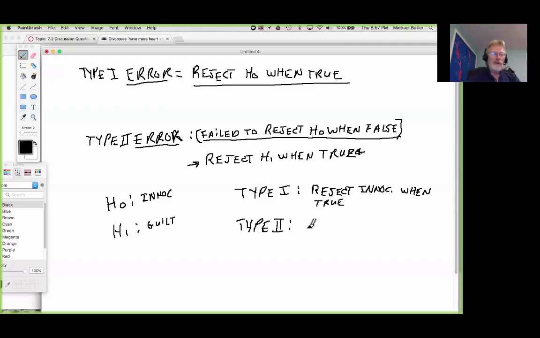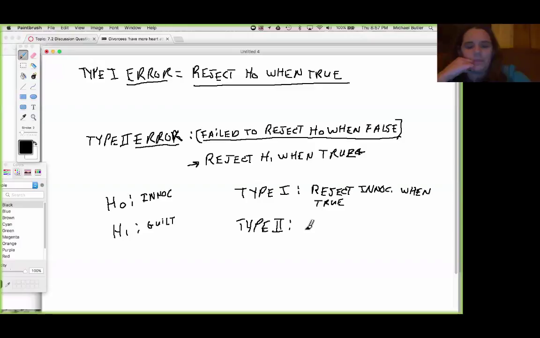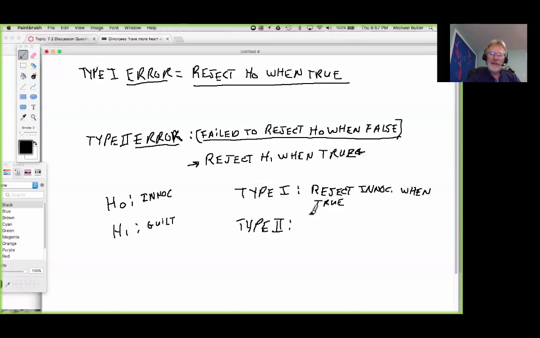Let's think about it this way first on type 2. Who won the case in terms of type 2? The guilty party. Well, you get a little ahead here, but H0 won the case, didn't they? Right? We failed to reject, didn't we? In type 1 error, H1 won the case because we rejected the null, didn't we?